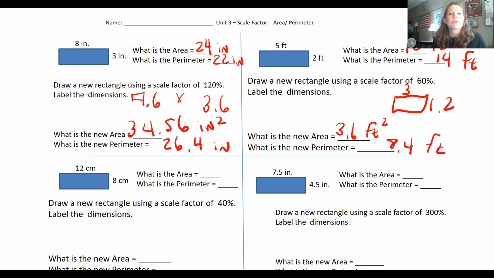All right, look at the next one. Is our rectangle going to be bigger or smaller than the original? The answer is smaller. So our original area is 96 centimeters squared. Our perimeter is 24 plus 16, 40 centimeters. Our new dimensions are going to be 12 times 0.4, which is 4.8. Our new width, or length this way, is going to be 3.2.